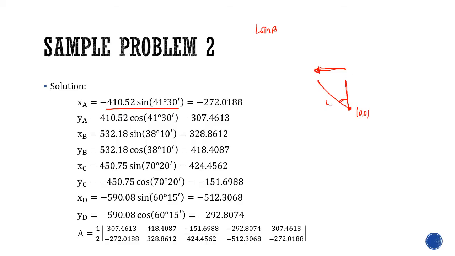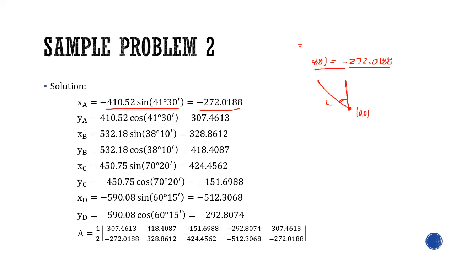To get the x coordinate, that is equal to the x coordinate of the origin plus the departure of A. What is the departure of A? That is negative 272. So 0 plus negative 272.0188. Basically, that is also equal to negative 272.0188. So that is the x coordinate of the point A.